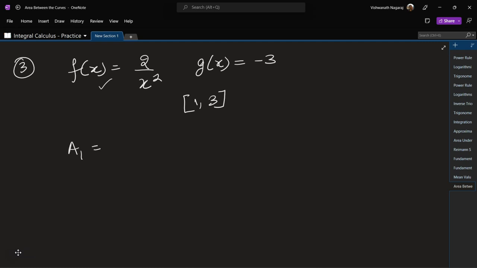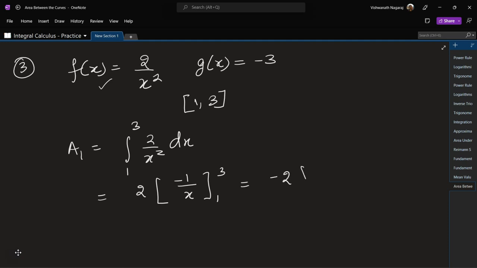So a1 is equal to the integral from 1 to 3 of 2 by x square dx, which gives us 2 times -1 by x from 1 to 3, which gives us -2. Now let's do the substitutions: 1 by 3 minus 1 by 1, that is 1, since we have taken the minus sign out. So this becomes -2 times 1 by 3 minus 1, which is -2 by 3, which gives us 4 by 3.